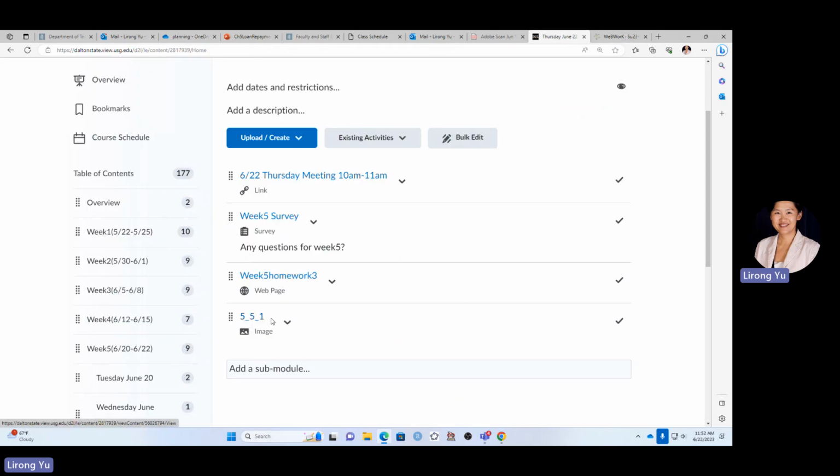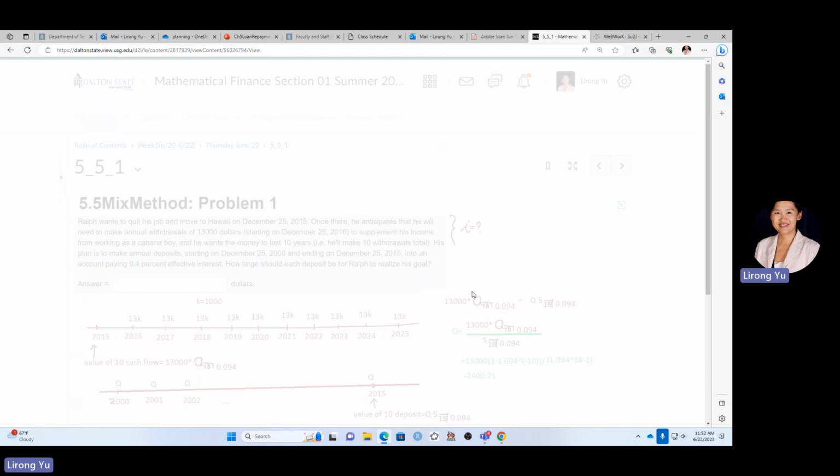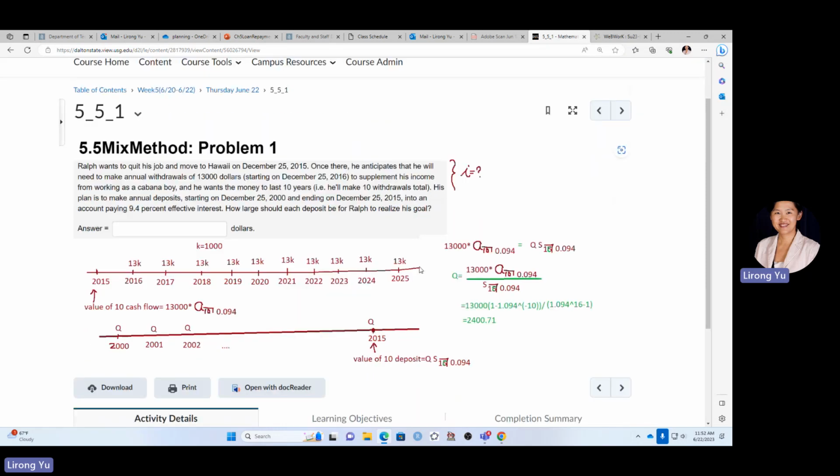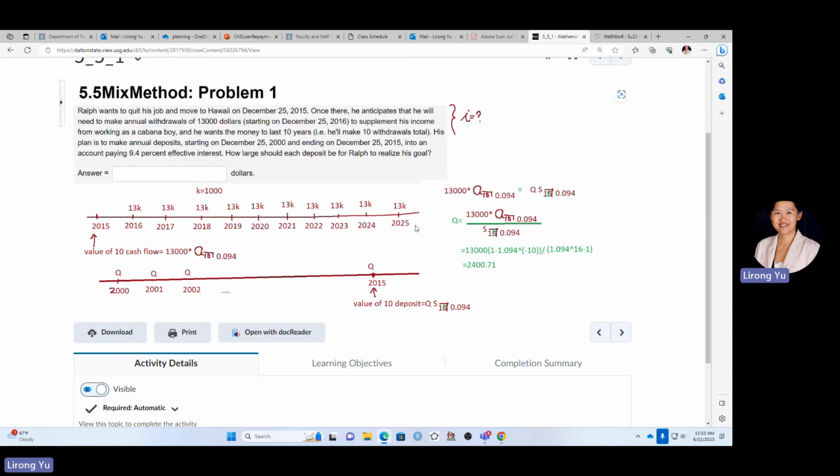I posted a solution for the first question in 5.5 for the mixed method. It's when you try to save money to move to a different place. So this is the background story. The new cash flow, which is 13,000 per year, is what you're hoping for. So you have to save money to have that cash flow of 13,000 per year, which you were expecting to last for 10 years.